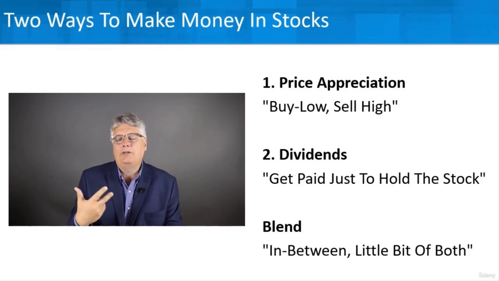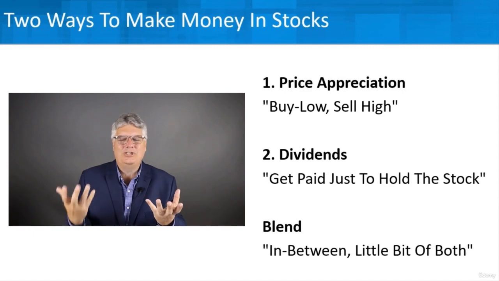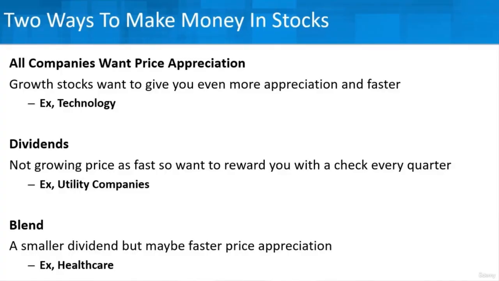And then you have a blend. Sometimes they're called core, but they're called a blend, where you have basically a little bit of both. They're both price appreciation and dividend, and it's kind of in between. So we break that down a little further.